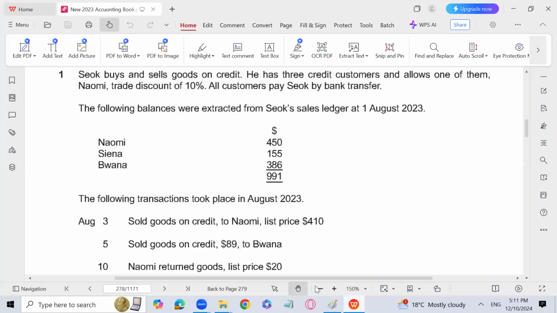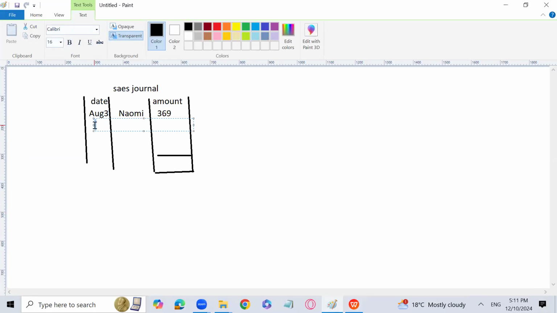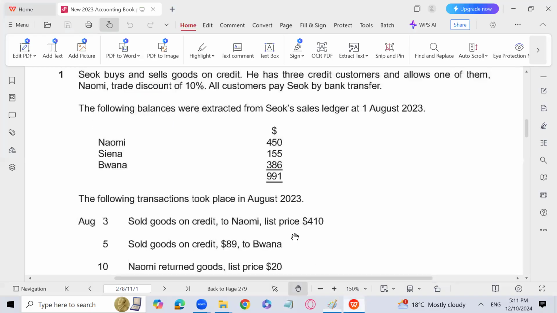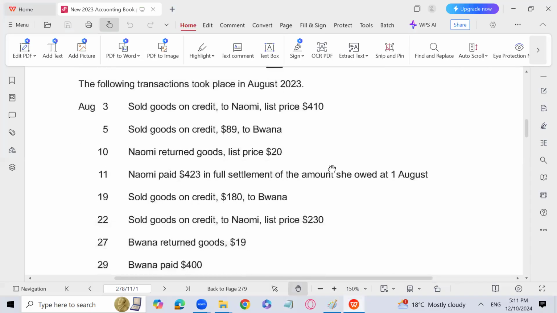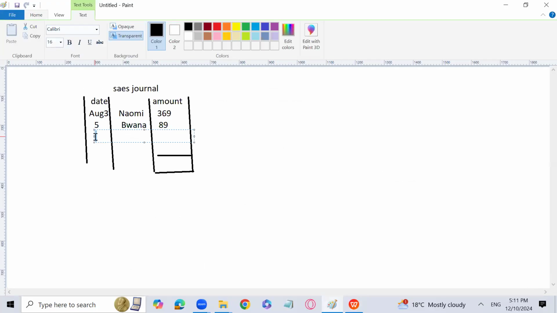Next, sold goods on credit to Bhavana 89. That will come on August 5. I'm going to write the date, then the name of Bhavana, and the amount is 89. Then Naomi's returned goods will come in the sales returns journal, not in the sales journal. Then again, sold goods on credit 180 to Bhavana. That is on the 19th, so on the 19th we have sold goods to Bhavana again.